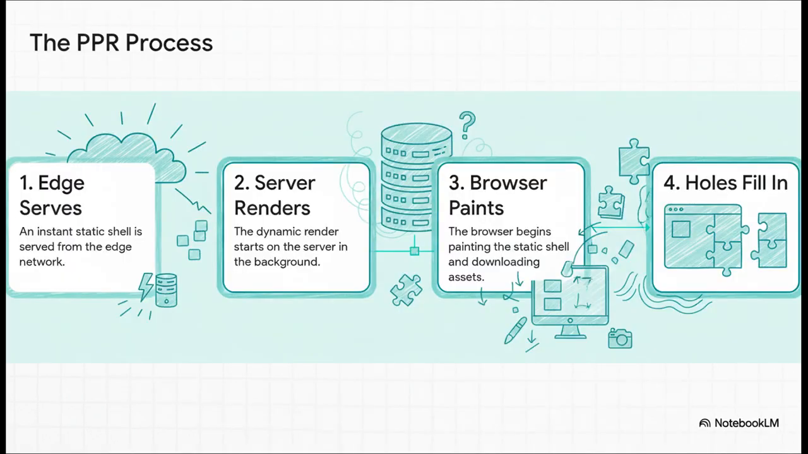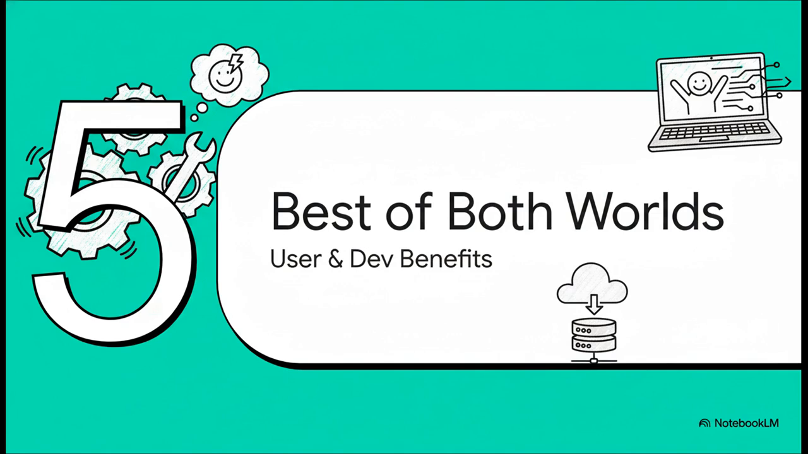So here's what happens when you visit a page. Step 1. An instant static shell of the page is sent to you from a server nearby. At the exact same time, in the background, the server starts working on your dynamic bits. Step 3. Your browser doesn't wait around. It immediately starts painting that static HTML on the screen. And finally, as those dynamic pieces are ready, they're streamed in and seamlessly fill in the blank spots on the page. It's pretty slick.